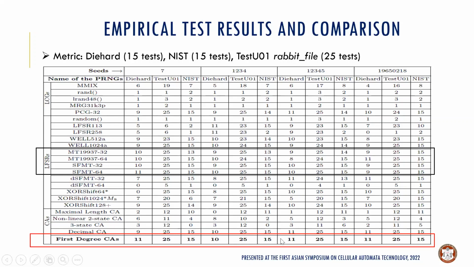If you look, these are exactly comparable to the previous result, but here we have considered the smaller version of the test metric: Diehard, which contains only 15 tests, NIST, the 15 test package, and TestU01 Rabbit file with 25 tests. These are the smallest packages, and they don't require large file size. So for that reason we have taken this version of the metric.